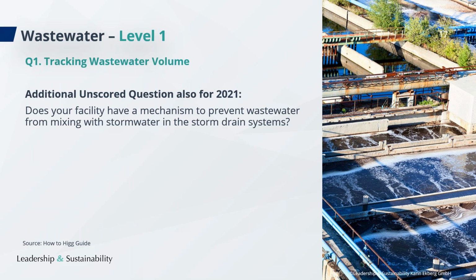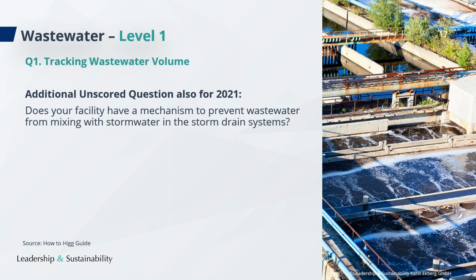This question was included in the Higg FEM 2020 as well, and it is still unscored now in the Higg FEM 2021. Does your facility have a mechanism to prevent wastewater from mixing with stormwater in the storm drain systems? And this is the case you saw in the picture previously. With the overview of the wastewater treatment plant, you could see that in that case, the stormwater was fed into the wastewater treatment plant.